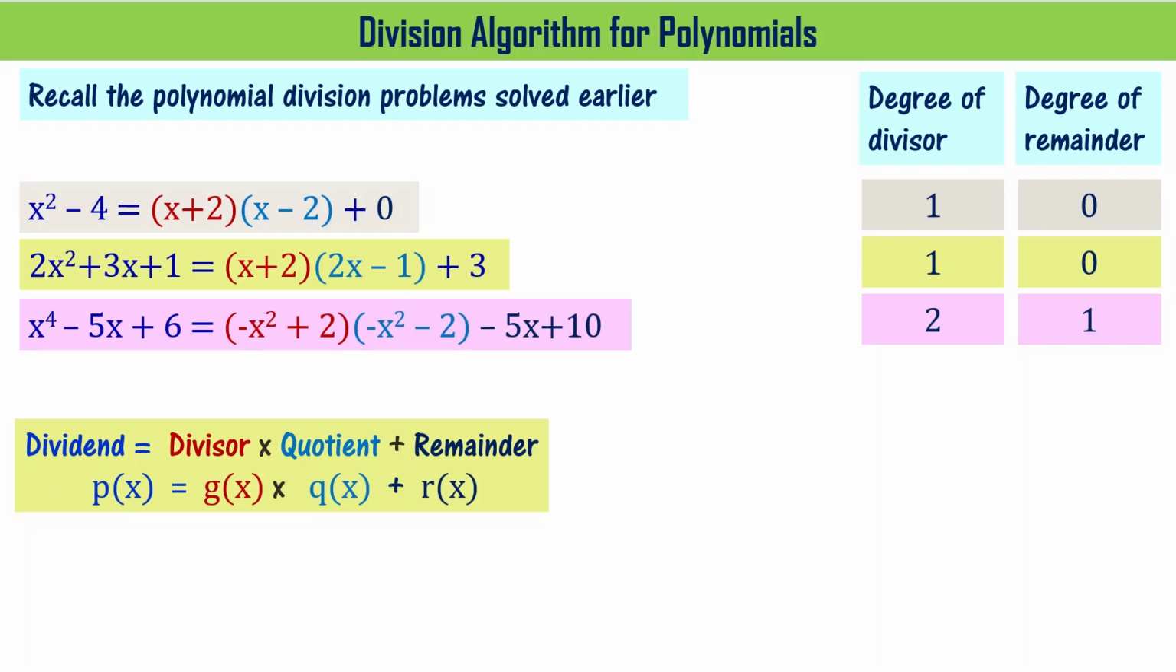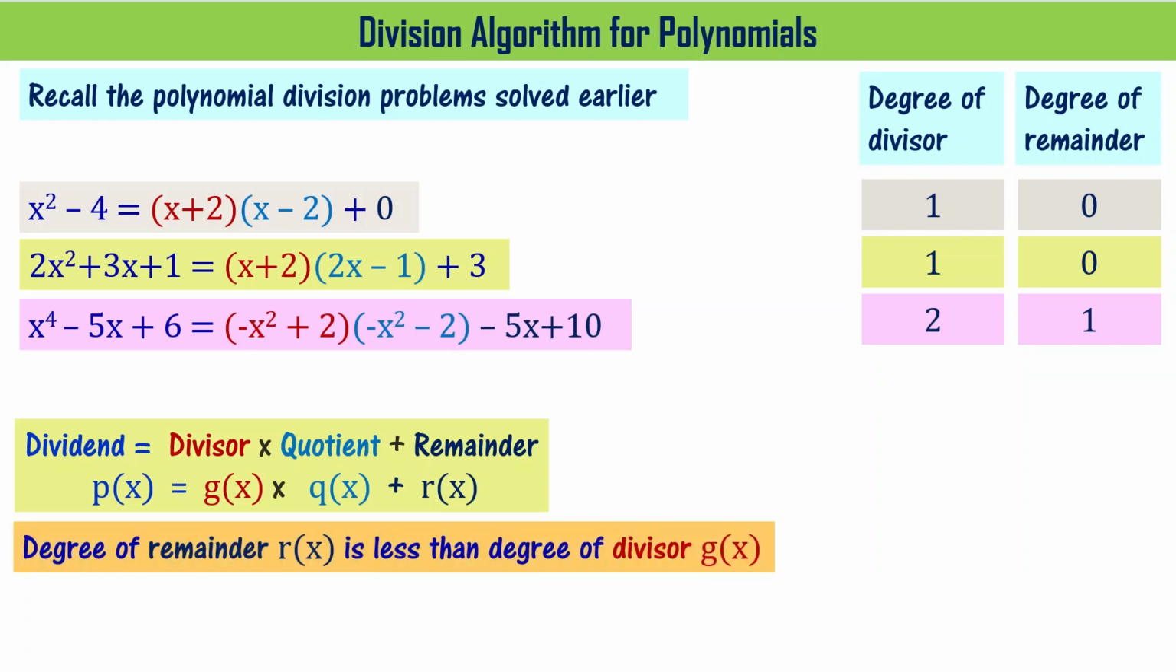we said that dividend can be written as divisor times quotient plus remainder, right? If I denote dividend using p of x and divisor with g of x and quotient with q of x and remainder with r of x, then we can write it as p of x equal to g of x times q of x plus r of x, right? From the problems, whatever we have looked at, we can say that degree of remainder r of x is always less than degree of divisor, right? Another thing we have noticed is in some cases r of x itself is 0, right? For the first problem, r of x itself is 0 and degree of remainder is also 0.